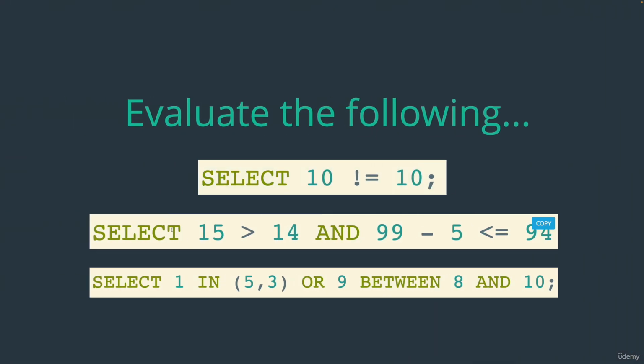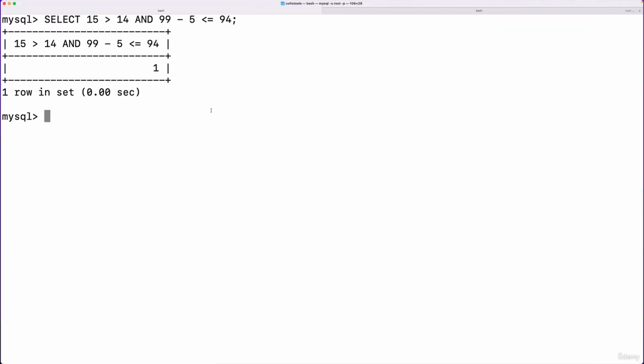All right, next up. Select 15 greater than 14 and 99 minus 5 less than or equal to 94. So first up, on the left-hand side of and, we have 15 greater than 14. That is true. And 99 minus 5, sorry, that becomes 94. Is 94 less than or equal to 94? That is also true because they're equal. So we have true and true. The whole thing evaluates to true, which in MySQL is 1.